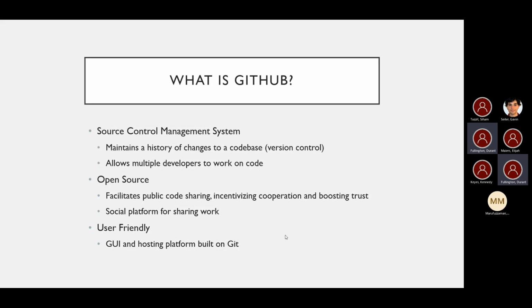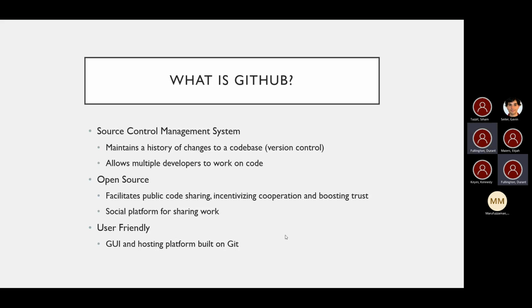So anytime you upload a new version of your code to GitHub, it'll save all previous versions of your code, which allows you to keep a log of everything that happens within your code base, which is very good for data security and making sure that you know who is contributing to what.